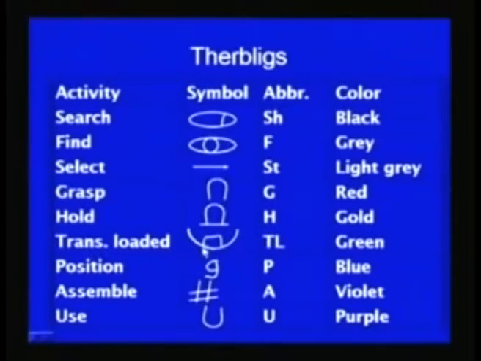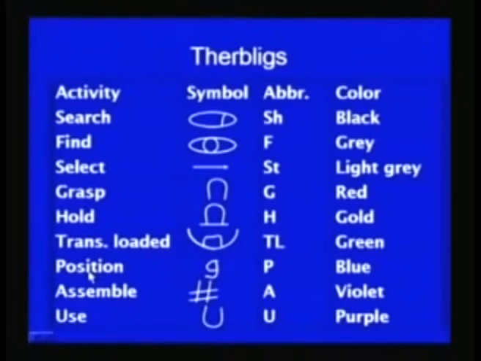Transport loaded: when something has been controlled firmly by hand, it is moved from one place to another, and that is shown by the transport loaded therblig. The symbol for transport loaded is this one, and the abbreviation is TL, shown by the green color.